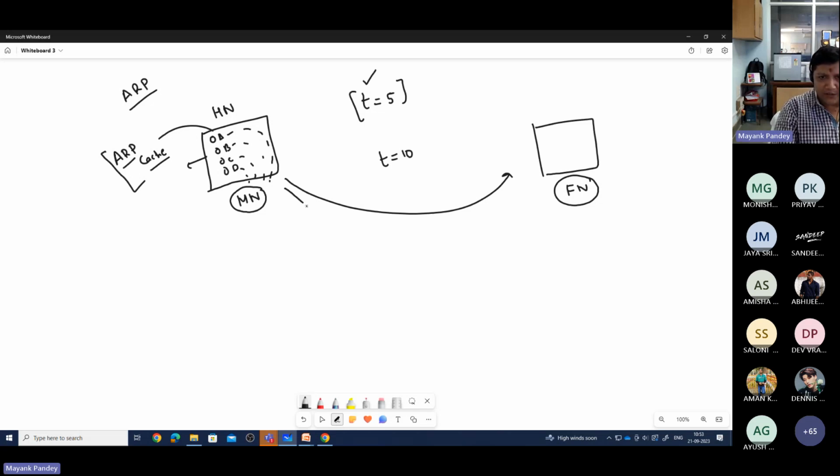Now the mobile node has moved out. What is to be done? When it moves out, the next time they try to communicate, the MAC address won't be reachable.